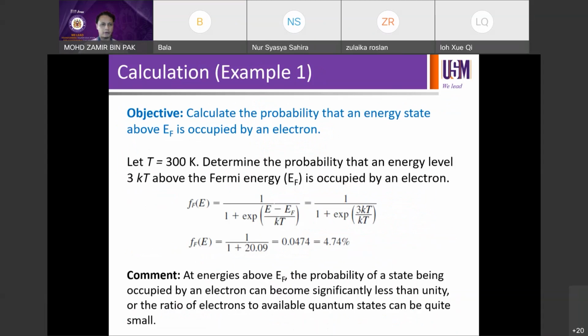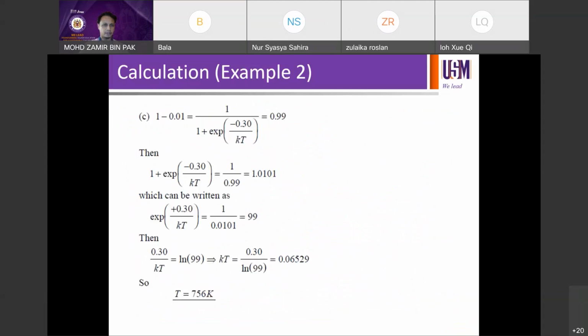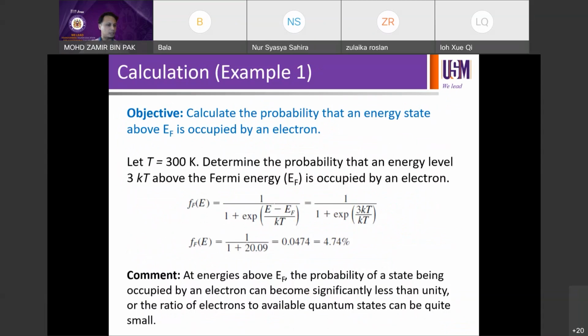Right, so we have a couple of calculations to do. Let's just do this before we finish so that you can appreciate the concept better. Right, so let's look at example number 1. The objective here is to calculate the probability that an energy above E_F is occupied by an electron. Okay, so the answer is given already, so you can just see here and understand.